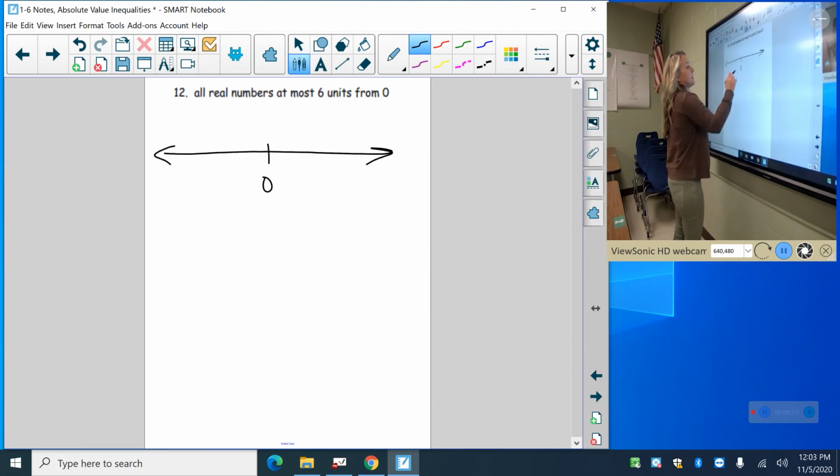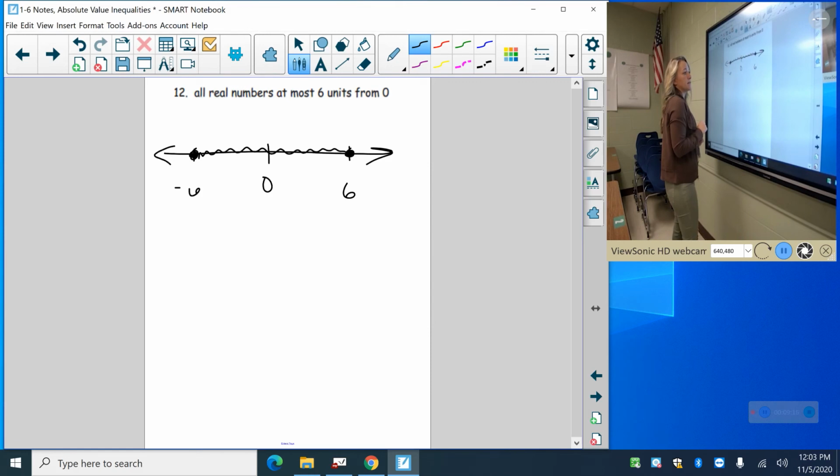All real numbers at most 6 units from 0. So that's 6 and negative 6. So that means at most. The most it can be is 6 units. So it does include 6 and negative 6. Okay? But it can't be more than that.